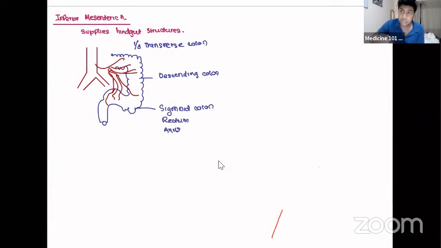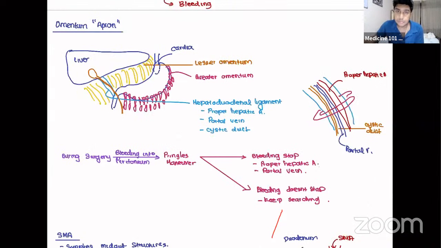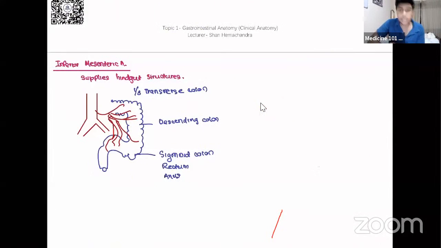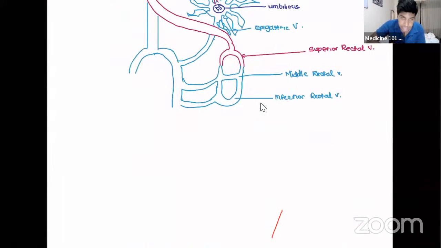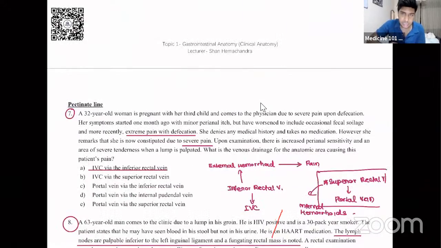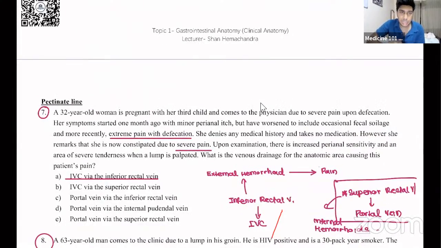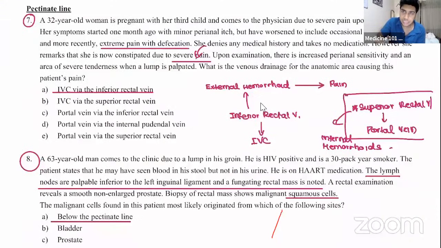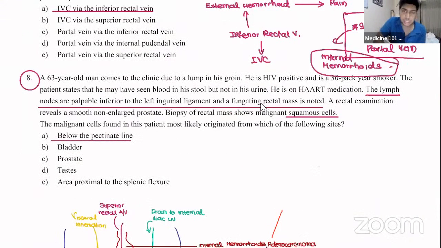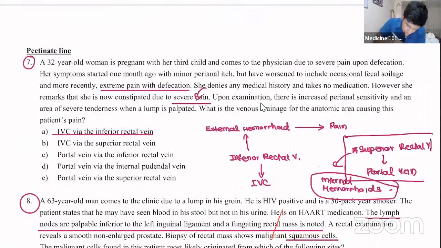Does portal hypertension only cause internal hemorrhoids? No, it can cause external hemorrhoids also. It's just this case is about they are asking about an external hemorrhoid. Okay, it's asking about severe pain. There's pain here. If they don't talk about pain, but they talk about bleeding, if they tell about symptoms of internal hemorrhoids, then you can go with this answer.